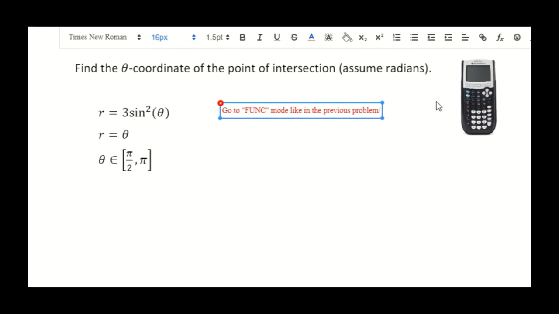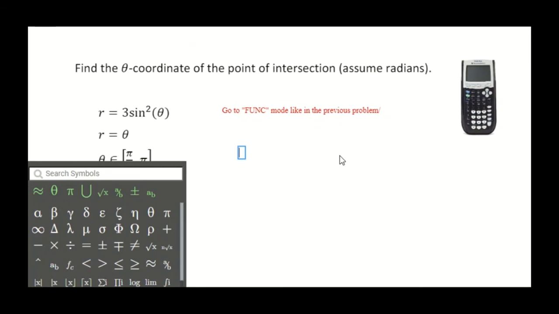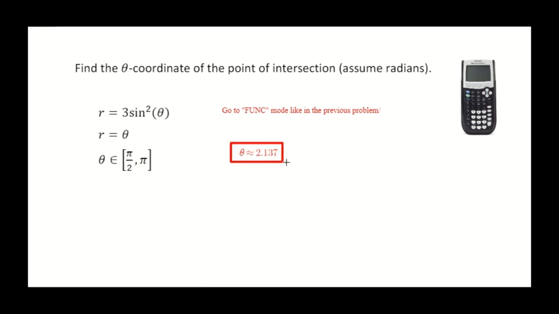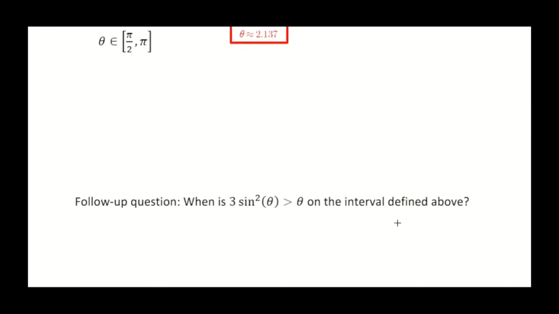Now remember, the x is really theta here. So theta is going to equal approximately 2.137. And so that's it. We could find r, but r equals theta, right? So r is known right away. Okay, so that was pretty easy. We did basically the same thing we did before, but we didn't have to go through all those other steps. So the follow-up question is, when is it greater than theta in the interval above?